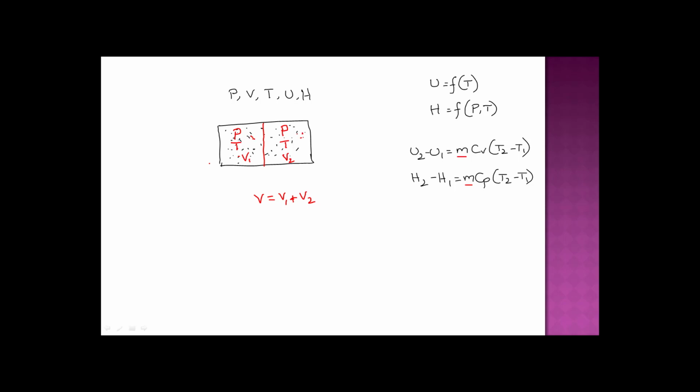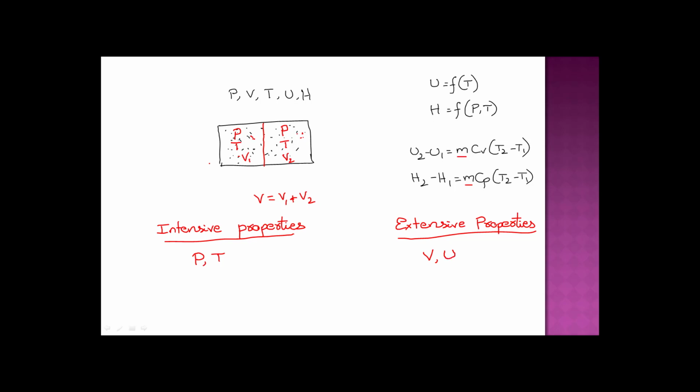So pressure and temperature are intensive properties, whereas volume, internal energy and enthalpy are extensive properties. They are dependent on the mass or extent of the system. This is the major difference between intensive properties and extensive properties.